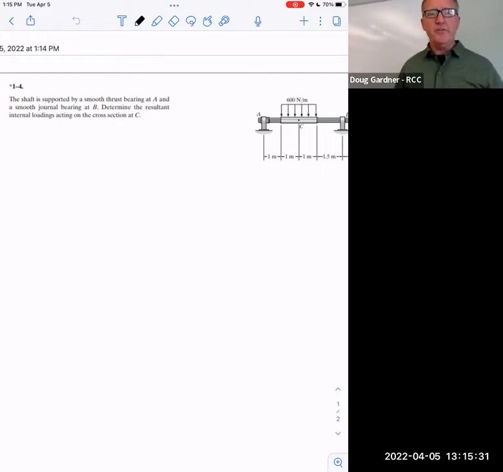Oh yeah, there's both. There's a thrust bearing and a journal bearing. So A is a thrust bearing. B is a journal bearing. Take a quick look at the drawing. Do you see it actually drew it correctly? In a sense, a journal bearing is just where you slide something through it, but it actually can move in there.